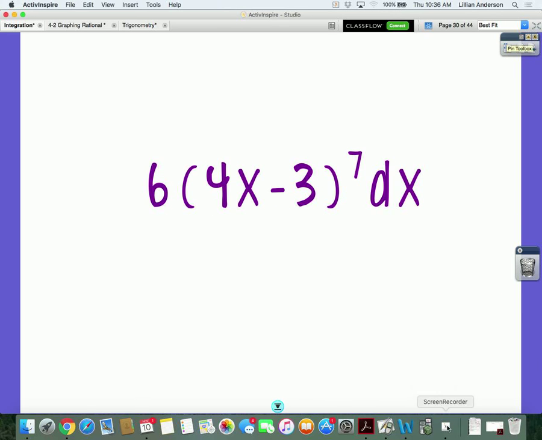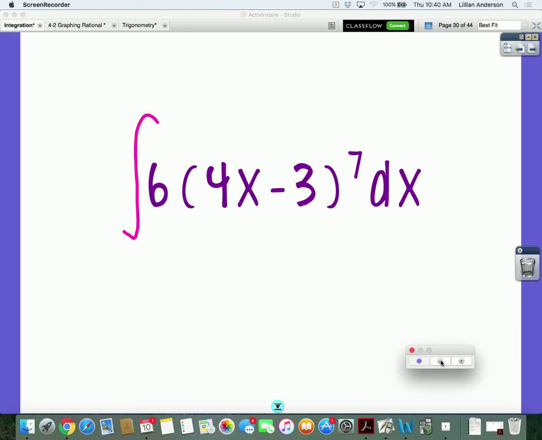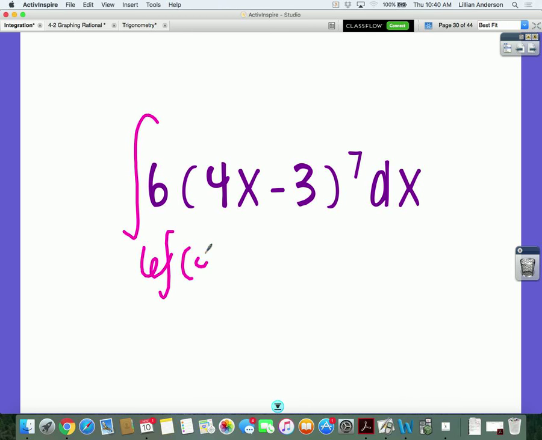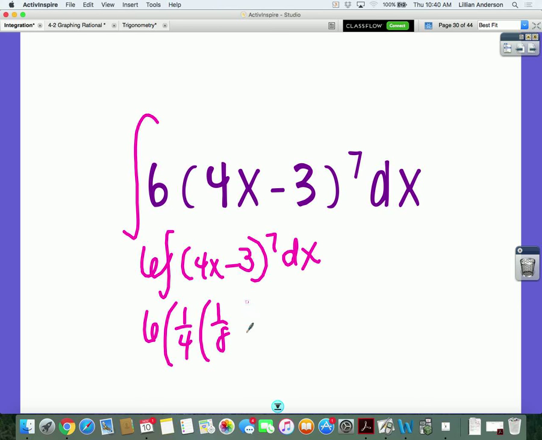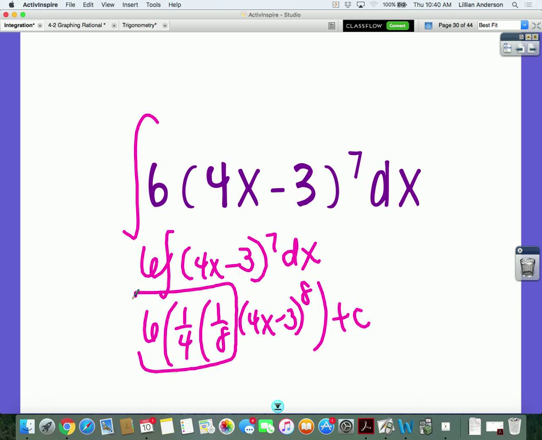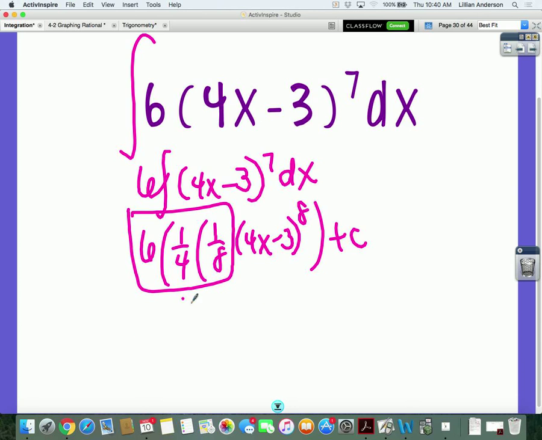Here's the next one. All right, you guys, this one is nothing but a constant, so you can go ahead and pull that out, and then it's just like the other one. So you have a 6 on the outside. It would have been 1/4 times 1/8 (4x minus 3) to the 8th plus c. This whole part right here does simplify down to be 3 over 16.